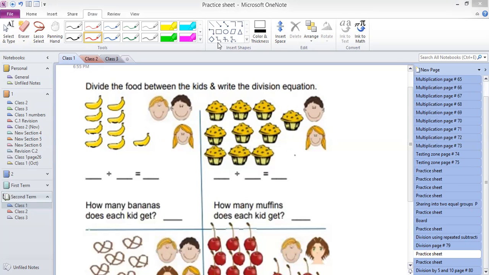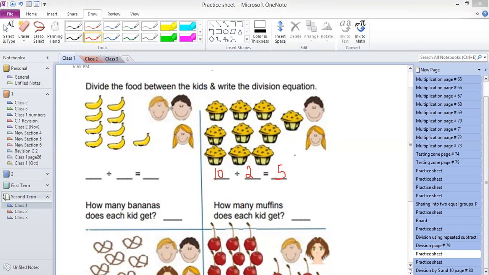Yes. Divide these cupcakes among 2 kids. 2. How many cakes are there? 10. Good. And you have to divide 10 cakes among how many kids? 2. Okay. So 10 divided by 2. Can I write here 10 divided by 2? 10 divided by 2 equals 5. How do you know?